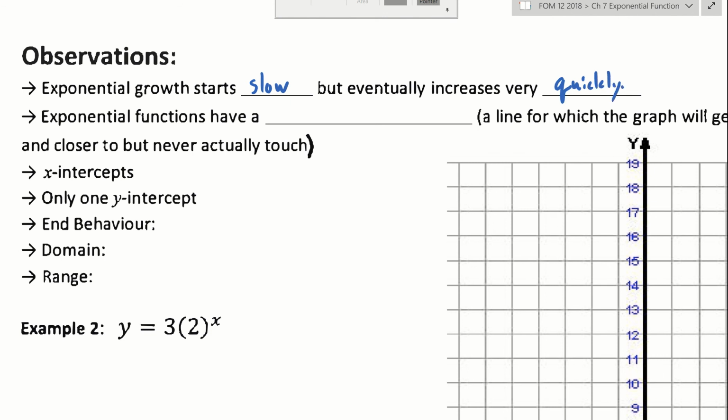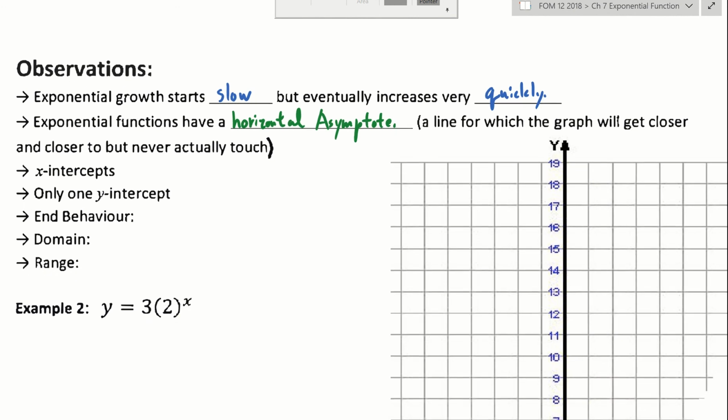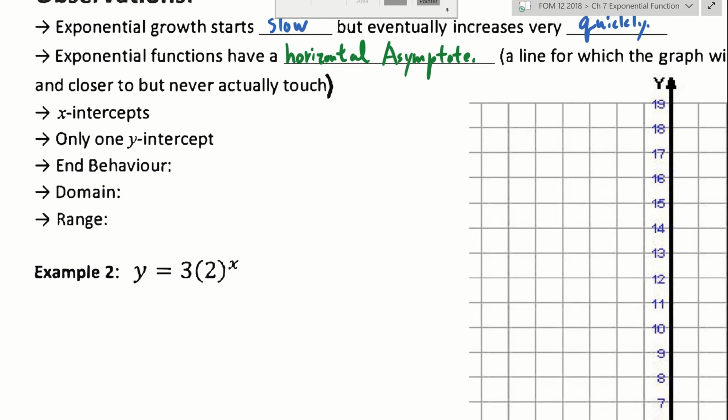That's the first thing, right? Exponential functions have something we just mentioned: a horizontal asymptote. A horizontal asymptote is a line which the graph will get closer and closer to but never actually touch.